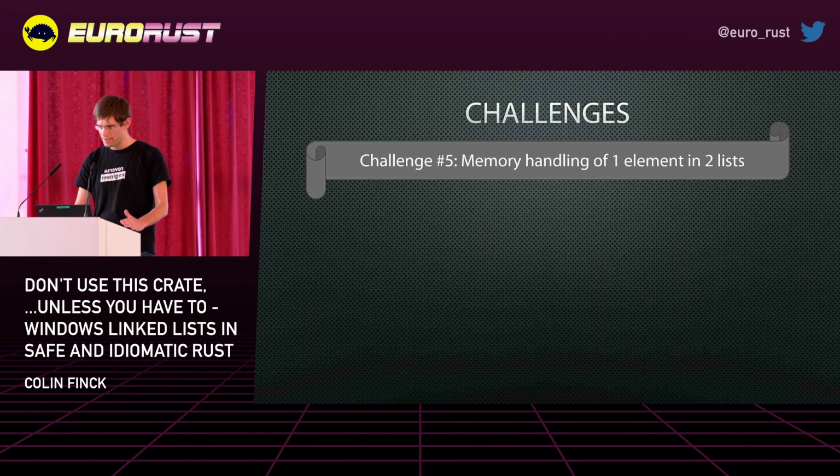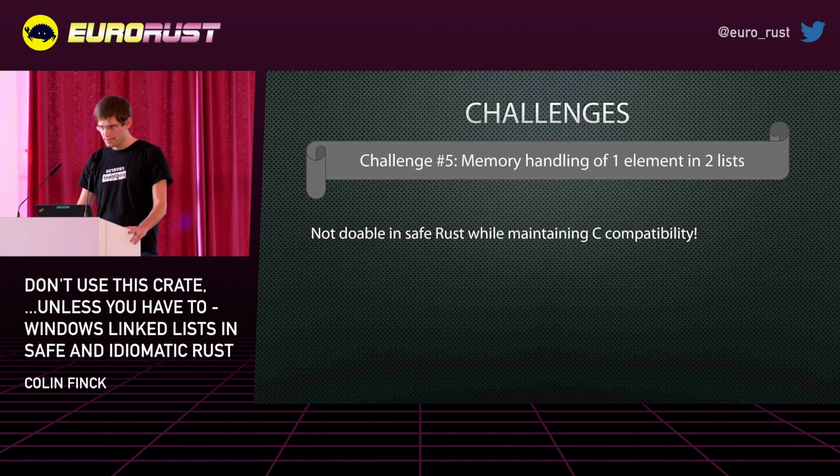Finally, the hardest challenge of all, how do we handle memory when a single element can be part of more than one list? To my knowledge, this is not doable in safe Rust while staying compatible to the C original. I mean, 2 lists owning the same element simultaneously would violate the basic Rust memory ownership model. A reference counter could help here, but we can't add that without violating compatibility to the C original.